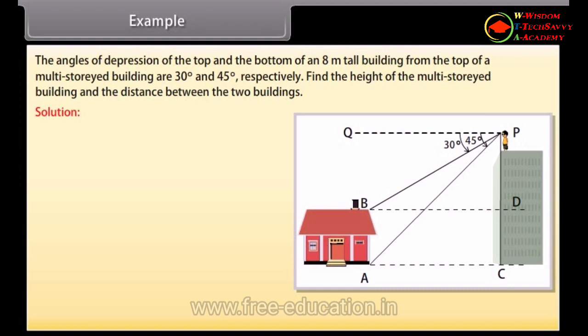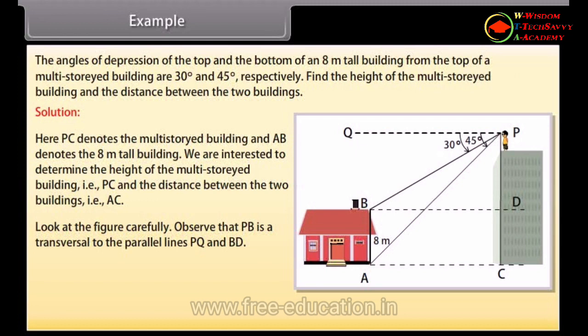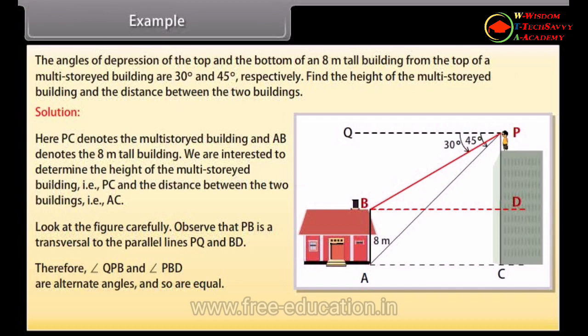Solution. Here PC denotes the multi-storied building and AB denotes the 8-meter tall building. We are interested to determine the height of the multi-storied building, that is BC, and the distance between the two buildings, that is AC. Look at the figure carefully. Observe that PB is a transversal to the parallel lines PQ and BD. Therefore, angle QPB and angle PBD are alternate angles and so are equal. So, angle PBD is equal to 30 degrees. Similarly, angle PAC is equal to 45 degrees.